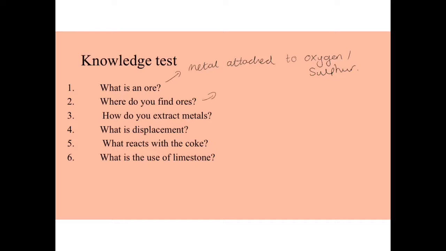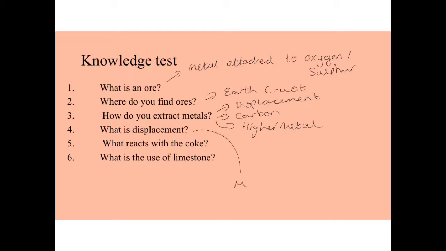Where do we find ores? In the Earth's crust. How do we extract metals? That kind of depends. It could be a displacement, often displacement, but it'll depend on whether it needs to be displaced with carbon, or we need to use something like a higher metal, so a higher metal up in the reactivity series. What is displacement?